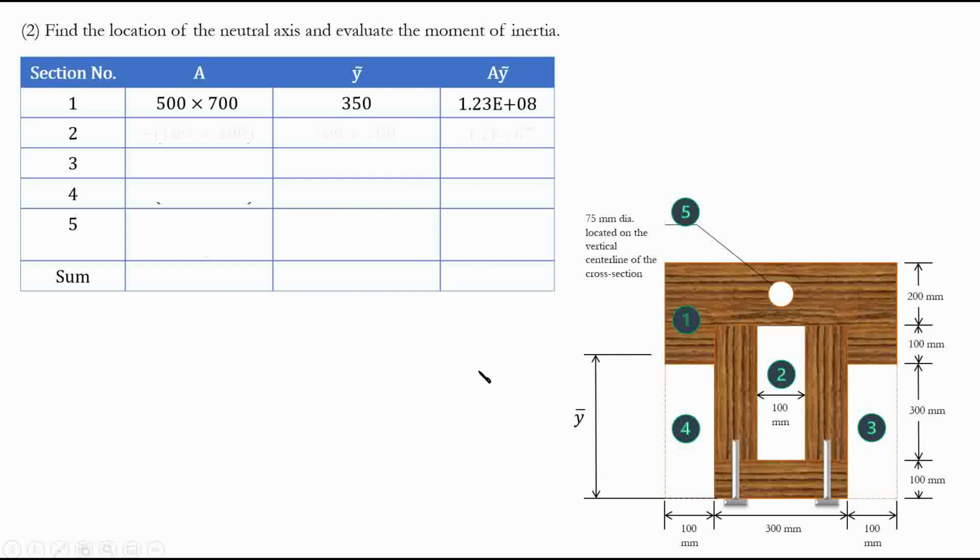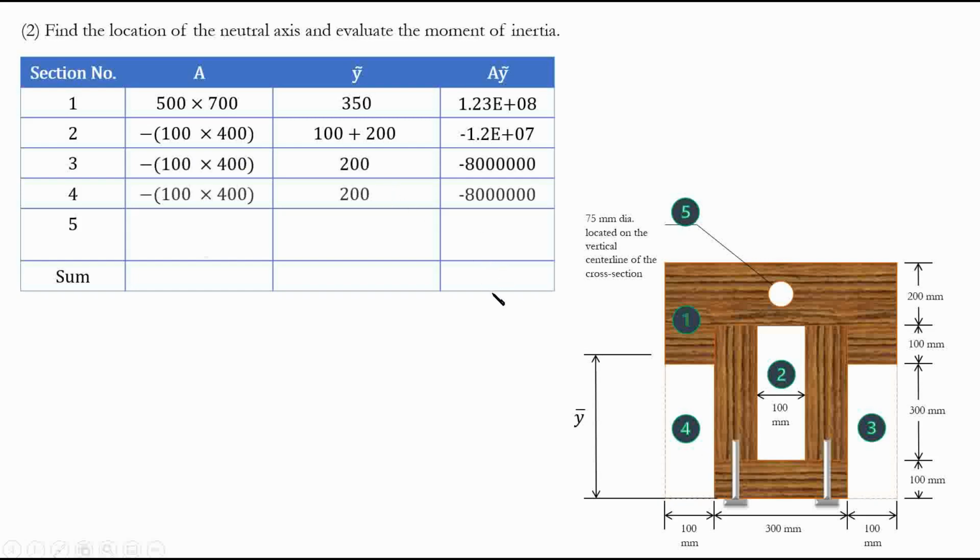And then for section 2, again, you see the same ideas, so I'm not going to go over it that much. For section 2, this is your area, so 100 times 400, right? For y tilde, you have the centroid of this, which is going to be 100 plus 400 divided by 2. And that's how we end up with that.